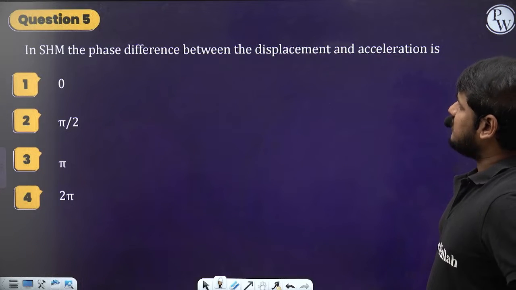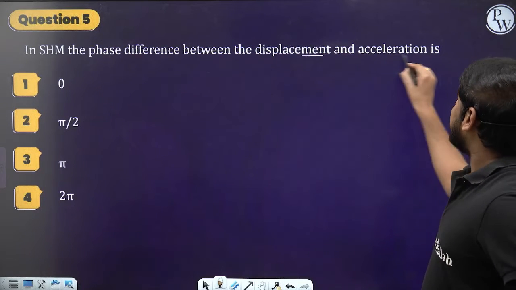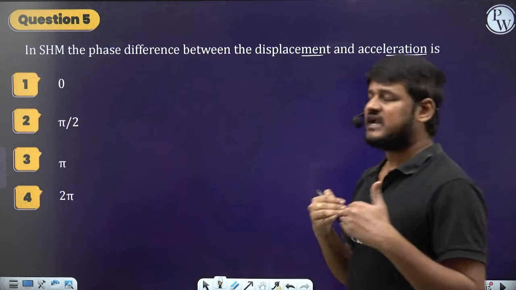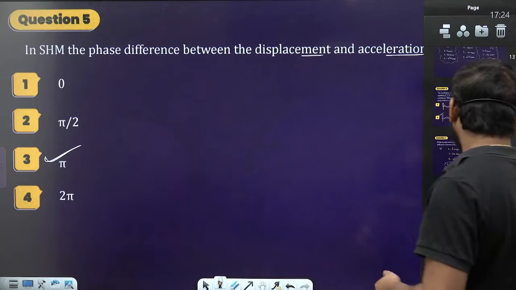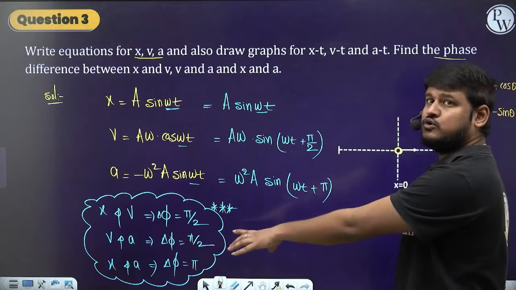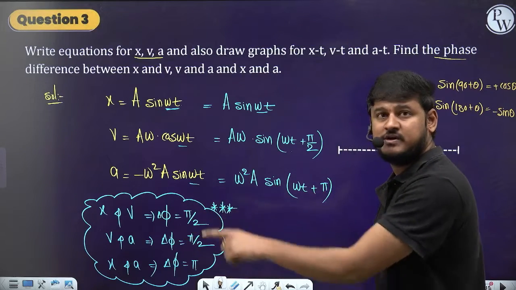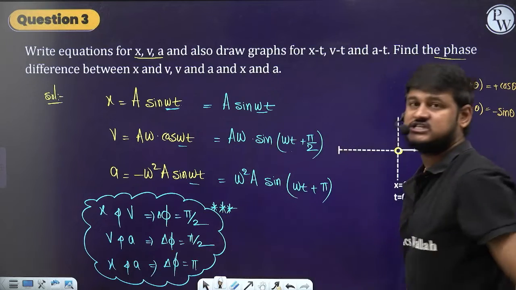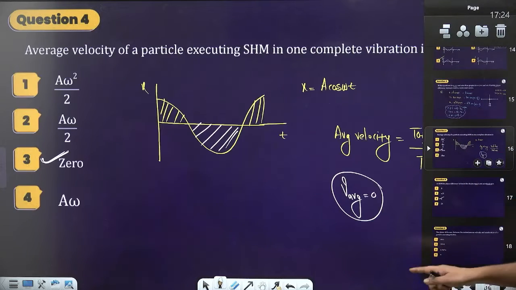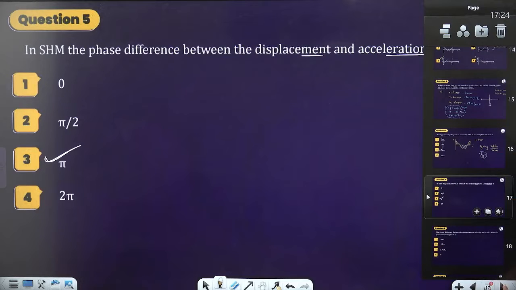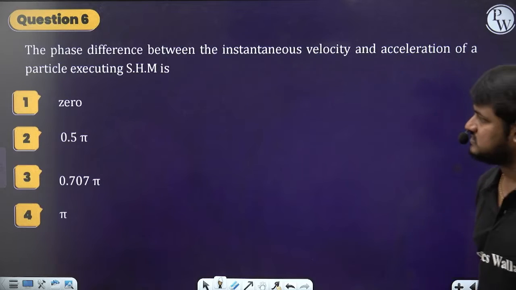In S.H.M, the phase difference between displacement and acceleration. Between displacement and acceleration, it is pi. Just now we have seen: between displacement and velocity, pi by 2. Between velocity and acceleration, pi by 2. Between displacement and acceleration, pi. If you want, you can write the equations also there. Done. Chalo. Simple questions, that's why I'm going a bit faster.